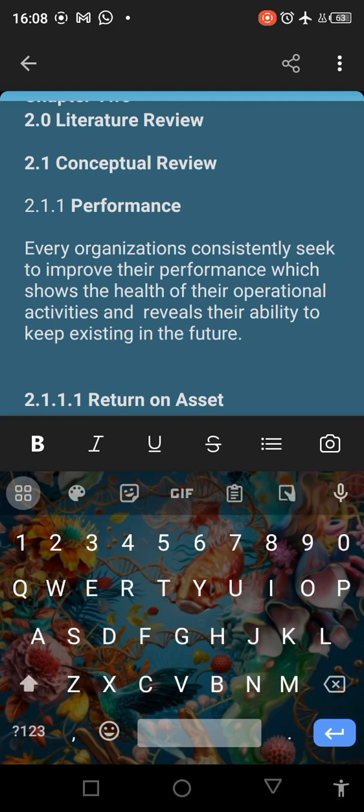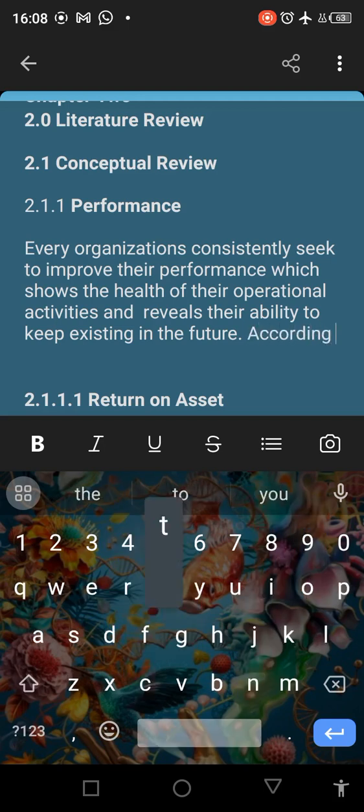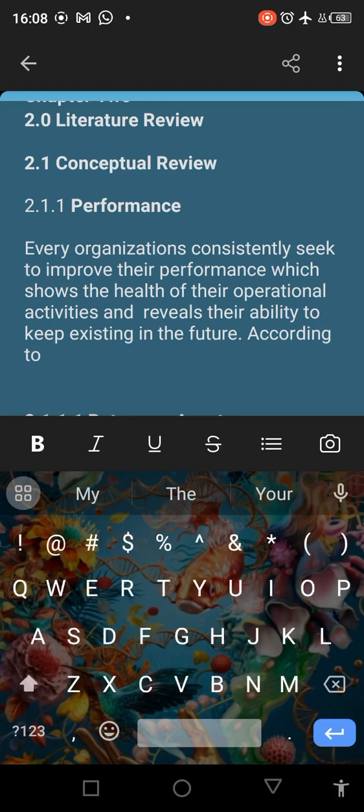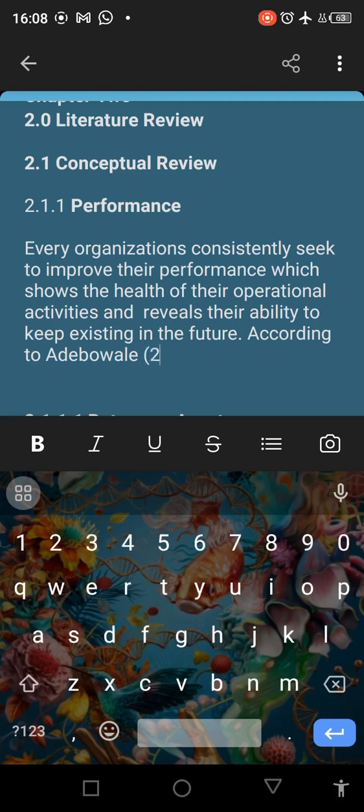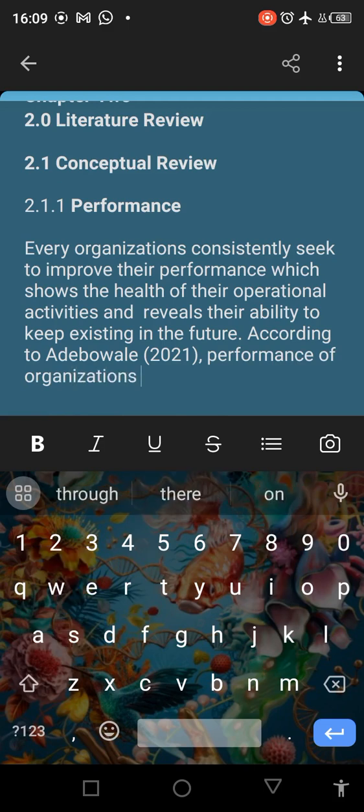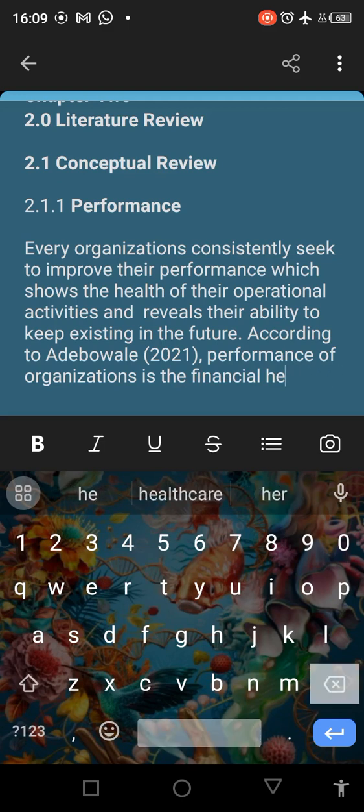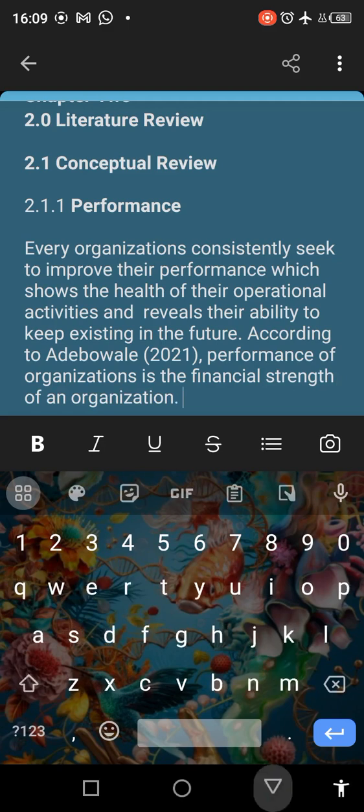Now, if this is my understanding of performance, I will now bring in, according to Adebowale, 2018 or 2021, performance of organizations reflects, or let me say, is the financial health, or is the financial strength of an organization. I hope you can see.